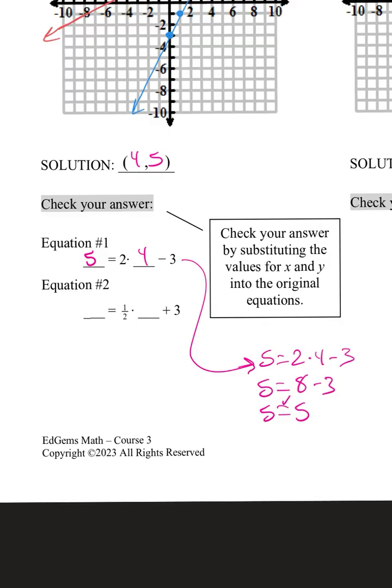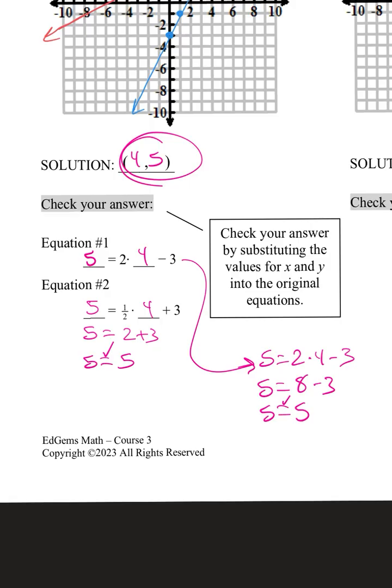So far, 4, 5 is a solution, but now we have to plug it into the second equation. So we've got a value for y, which is 5, and a value for x, which is 4. We're going to simplify this equation. So leave the 5 alone. Half of 4 is 2. 2 plus 3. And 5 equals 2 plus 3, and that's 5. So guess what? That is, in fact, the solution, because when I substitute the values into both equations, I come up with the same number on both sides of the equal sign.